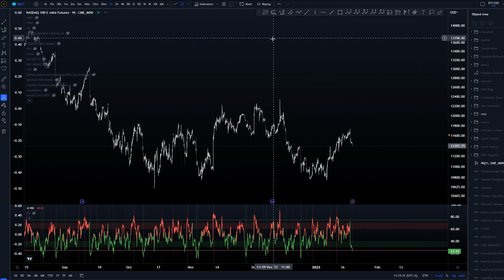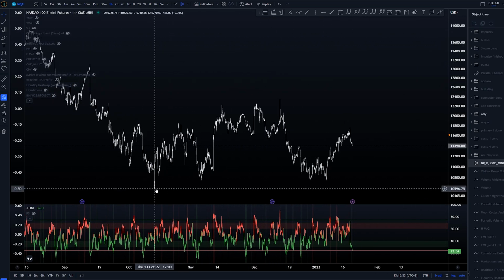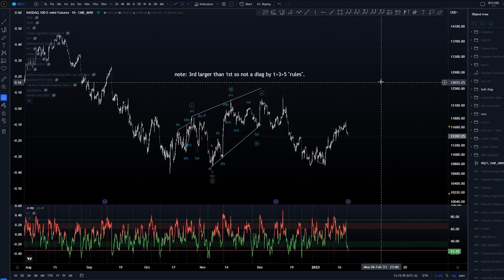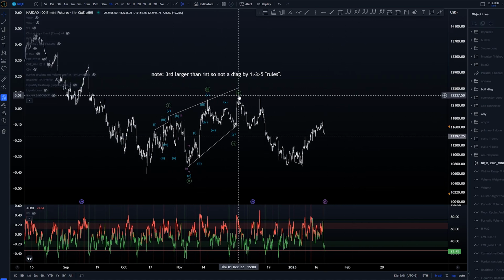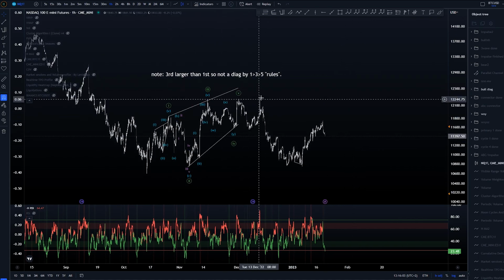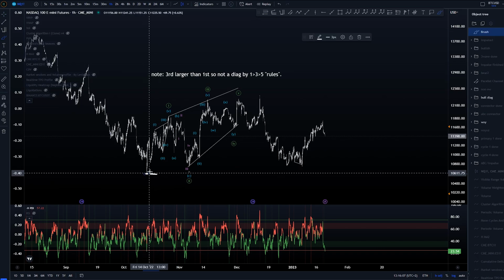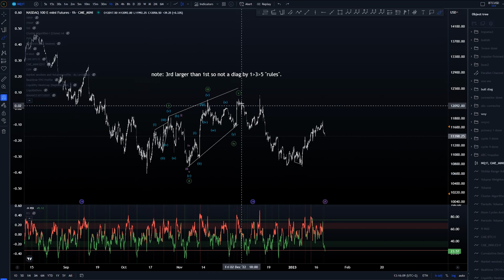the local structures. This is again the lows of October 13th here, where we had a few different ideas. One of them was saying that this would be some kind of connector wave, a leading diagonal structure, where if we take out these lows, then this idea is invalidated. It's not the perfect look.